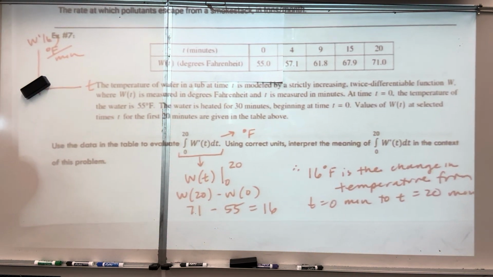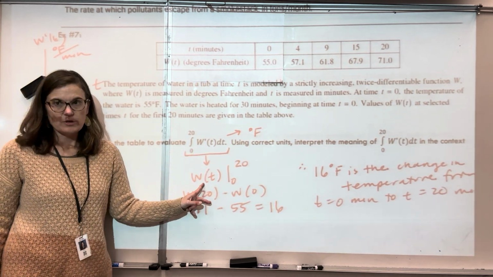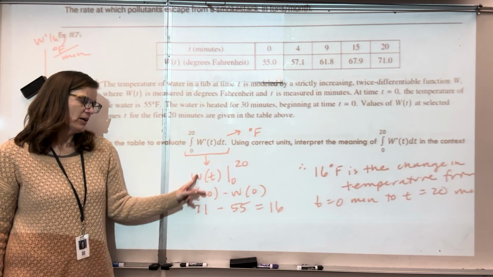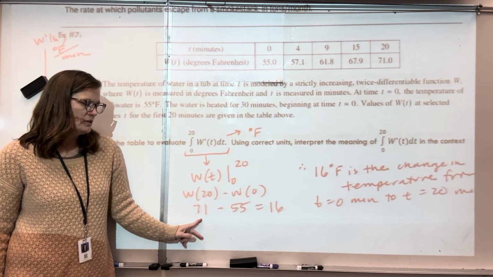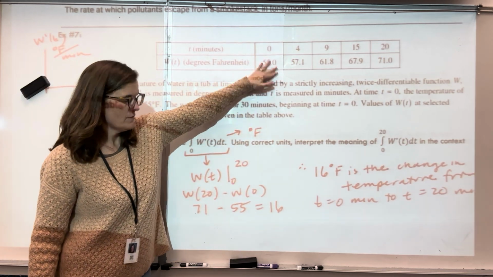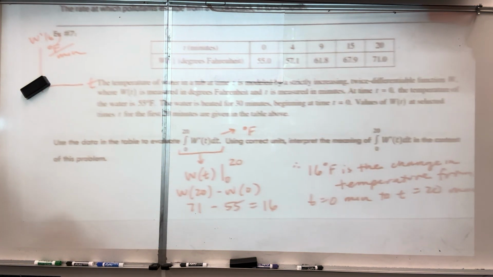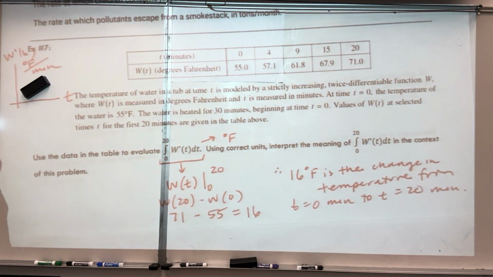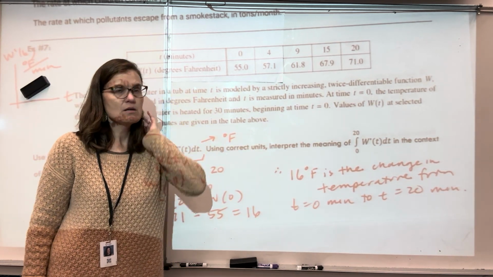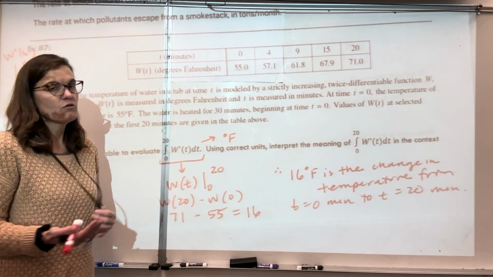And here is the correct answer for this problem. So big idea again here, if you're integrating w prime, you'll get back to w, evaluated from 0 to 20. Plugging in the 20 minus plugging in the 0, w of 20 I looked up there was 71, minus w of 0 was 55. So 71 minus 55 was 16. So what did that mean? That means that 16 degrees Fahrenheit was the change in temperature from t equals 0 minutes to t equals 20 minutes. This is the idea that over an interval, you're looking at how much that thing changed over that time.